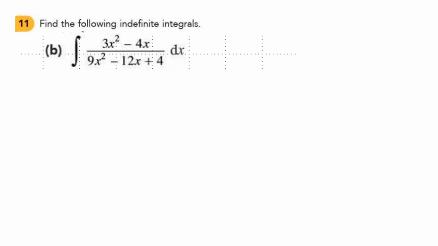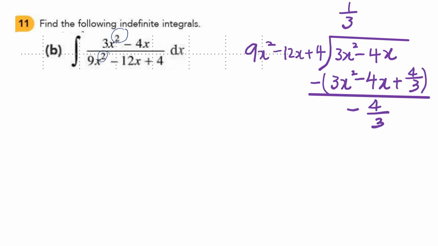Right, so this question is similar in nature to the earlier question. Okay, you will observe that it is an improper fraction because the power of your numerator is equal to the power of the denominator. So we have to apply long division. And it's a bit tricky, right?